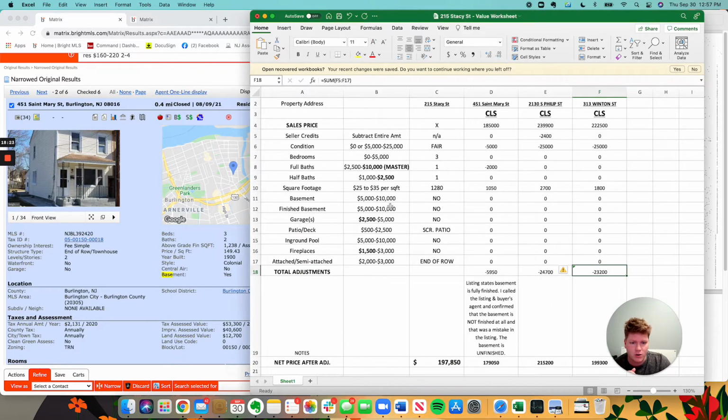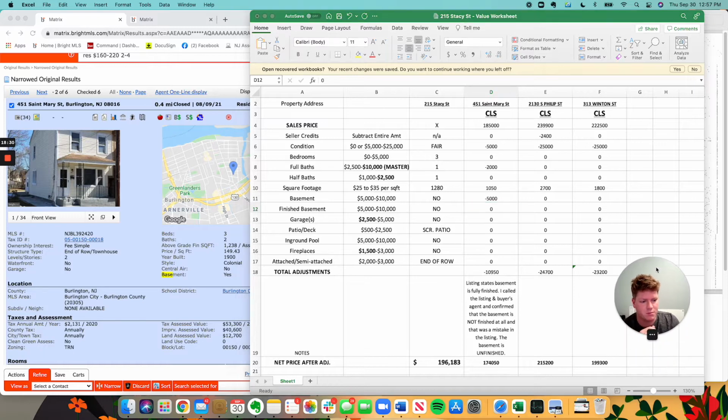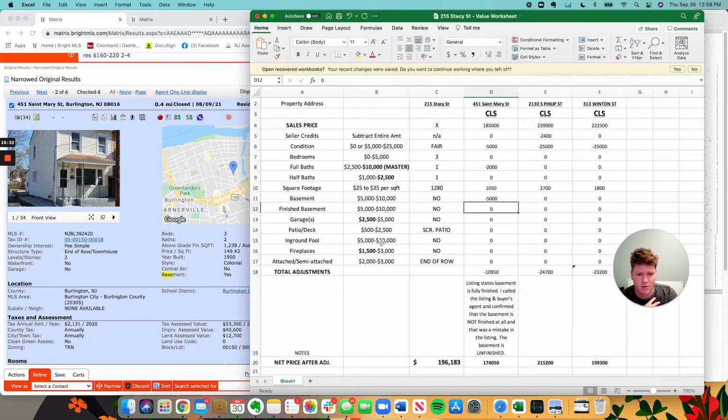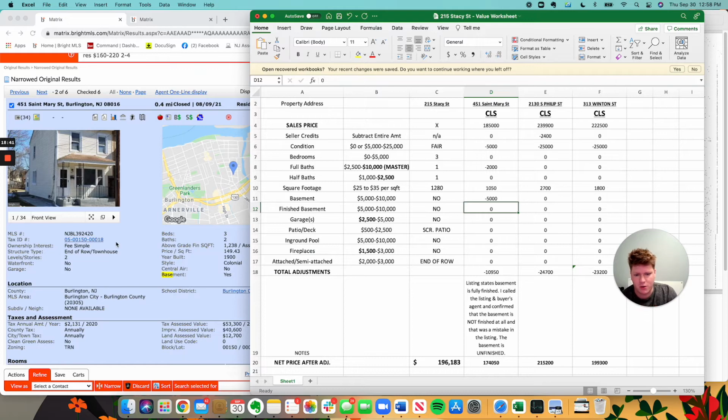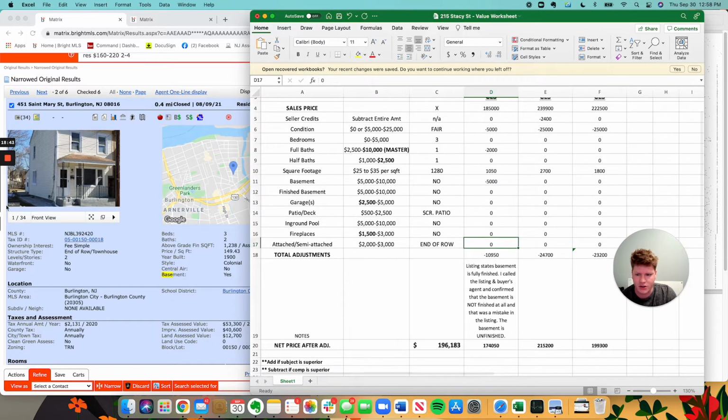So we're going to definitely take away $5,000 because it does have a basement, but we don't have to do anything for the unfinished. We don't have to do anything for the finished basement number here. So now, moving on. Garage, patio, in-ground pool, fireplaces. I'm going to just leave them all zeros because it's pretty similar to our listing. All right, so end of row, also the same here, so zero. So we're taking away $10,950.